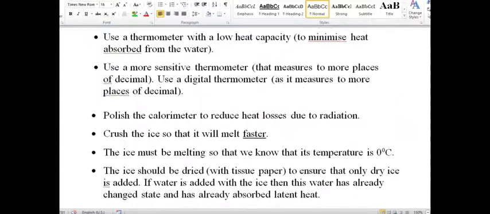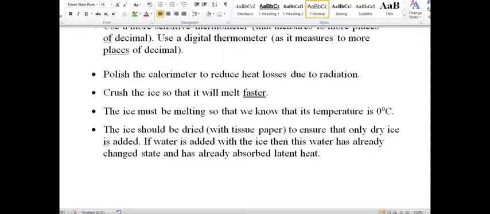Now, there are some little precautions that are very unique to this experiment and need to be understood. The first thing is we crush the ice so it will have greater surface area, so it will melt faster. In a heat experiment, we want to carry out the experiment as quickly as practically possible in order to minimize heat loss to the surroundings, or heat gain from the surroundings in some cases. In our experiment, we assume in the formula that the ice is melting. How do we know that its temperature is at 0 degrees? Well, if the ice is melting, we know its temperature is at 0.